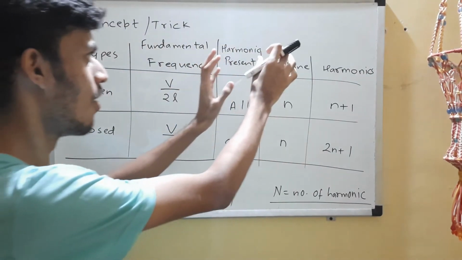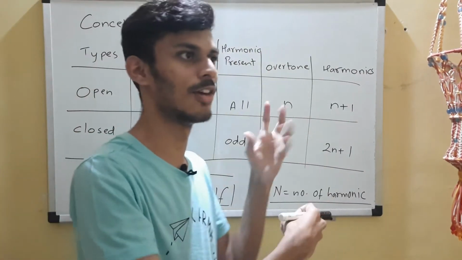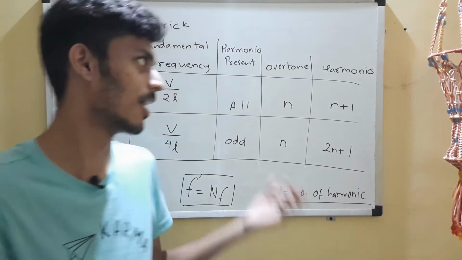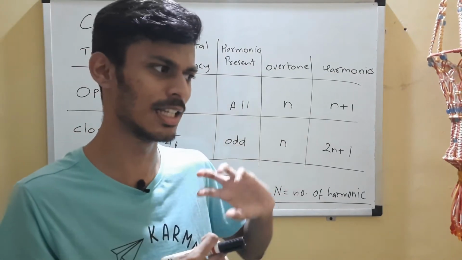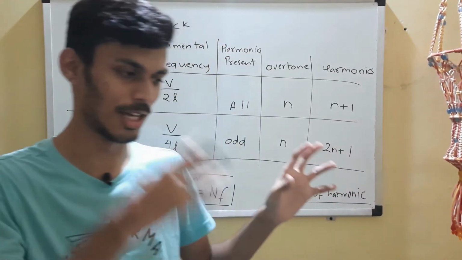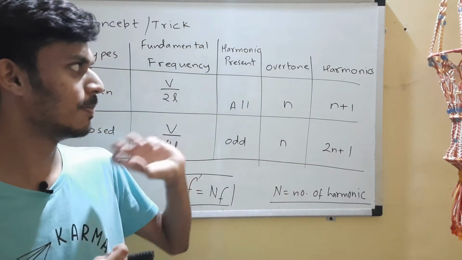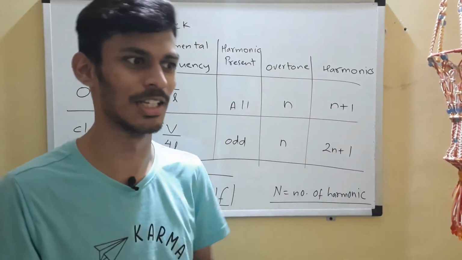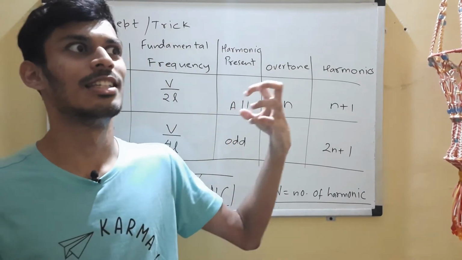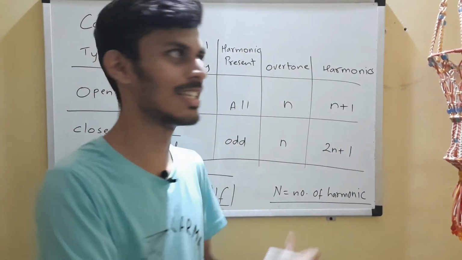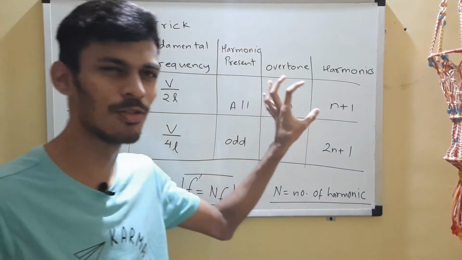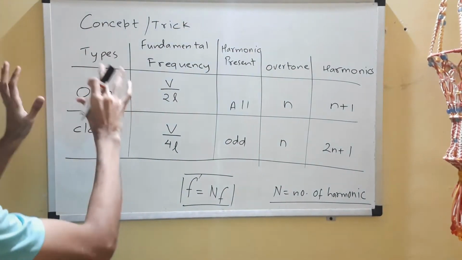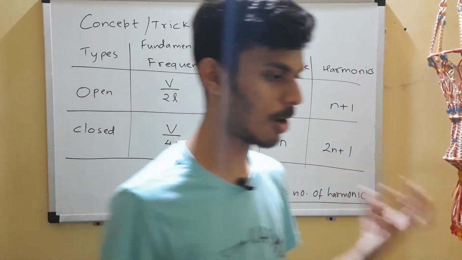So if we have the first overtone, it just means 1 plus 1, which is 2. Nth overtone means n plus 1 harmonic. If we have the second overtone, it just means the third harmonic, the next number. The third overtone means the fourth harmonic. The fourth overtone means the fifth harmonic. The sixth overtone means the seventh harmonic. Just increase it by 1. So in general, the nth overtone means the n plus 1 harmonic, and that is in the case of an open organ pipe.